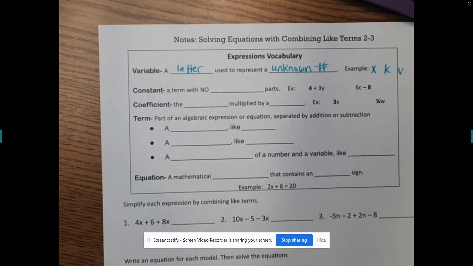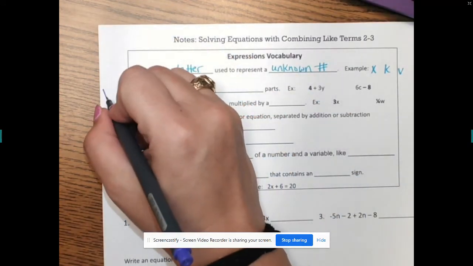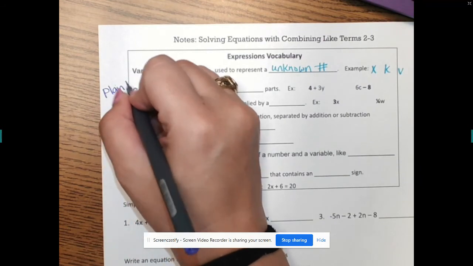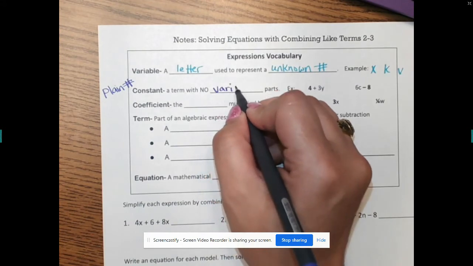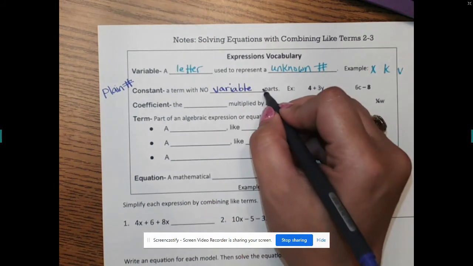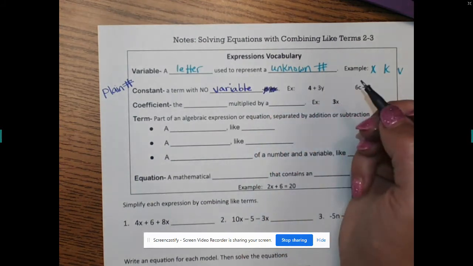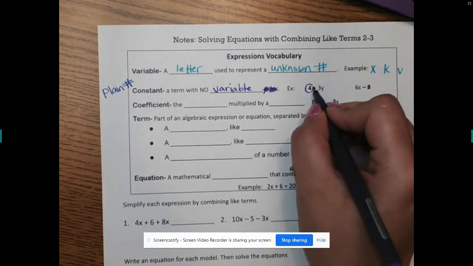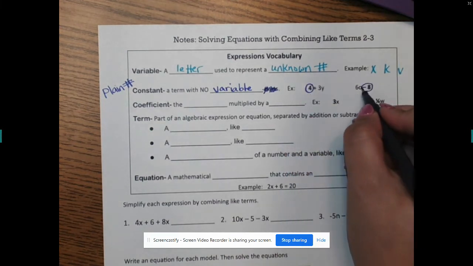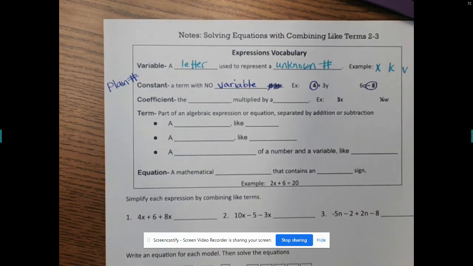We talked about these other words last year, but maybe you didn't know that this is what it was called. A constant is a plain number. What is a constant? A plain number. It has no variable. So like 4 would be the constant. Minus 8 is the constant. It's the plain number.